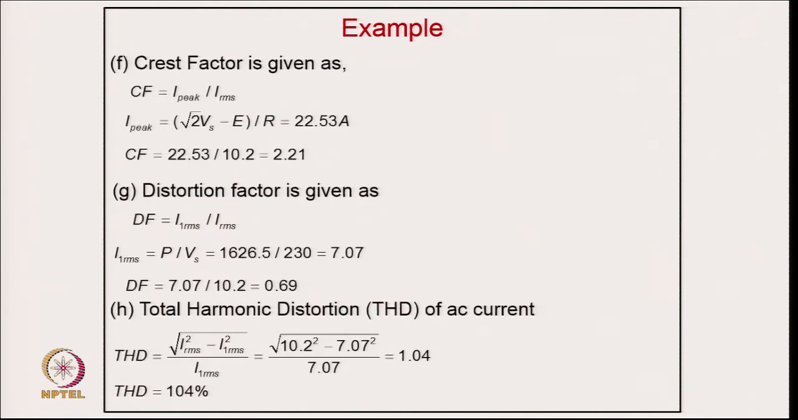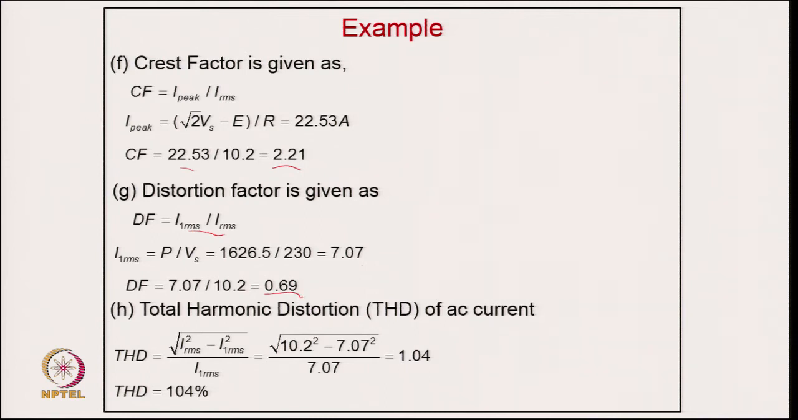And then you can find the crest factor, because you are drawing a quite substantially peaky current. Crest factor is peak divided by RMS, so you will get 2.21 in place of root 2, which is 1.41 for a sine wave. And the distortion factor, that is the fundamental current divided by the total RMS current, also comes to 0.69.